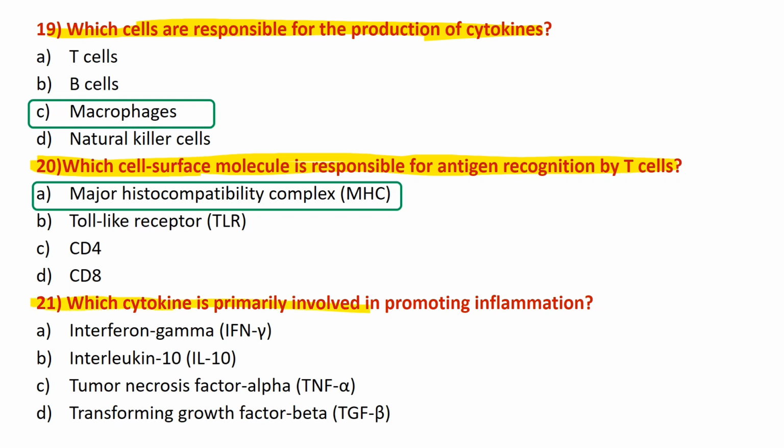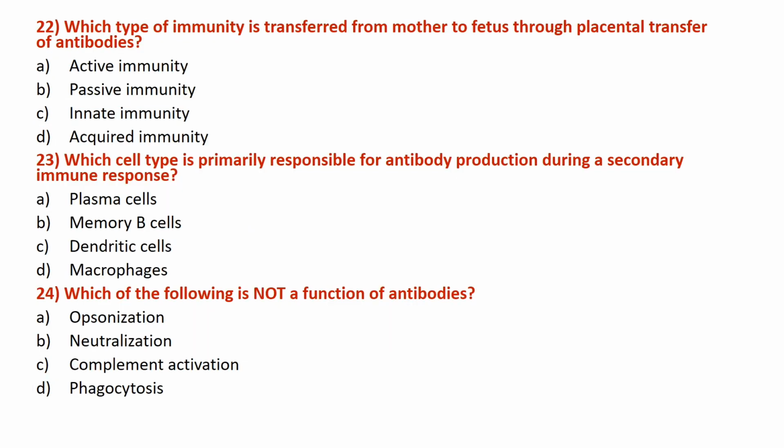Which cytokines is primarily involved in promoting inflammation? And the right answer is option C, TNF alpha, tumor necrosis factor alpha is involved in promoting inflammation. Which type of immunity is transferred from mother to fetus through placental transfer of antibodies? And the right answer is option B, passive immunity.